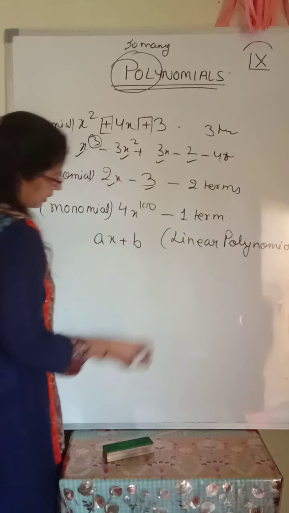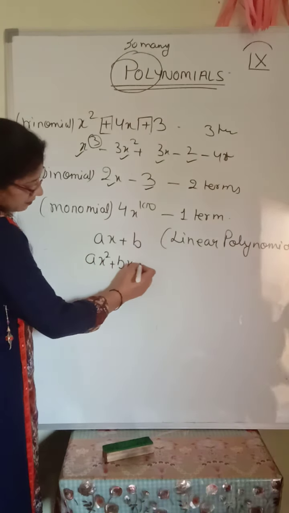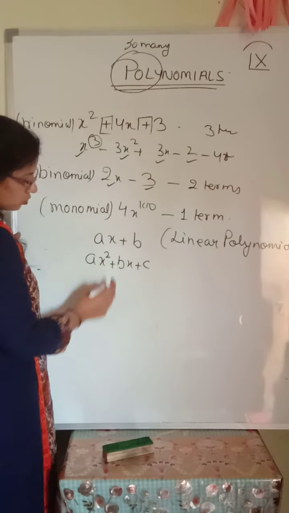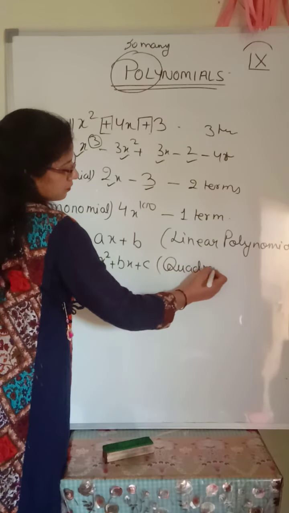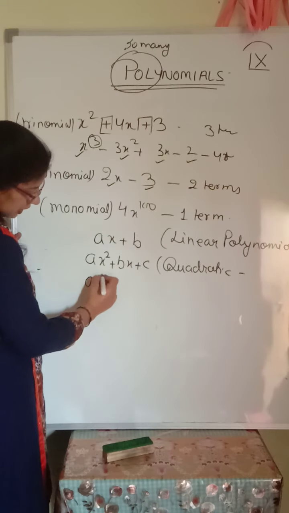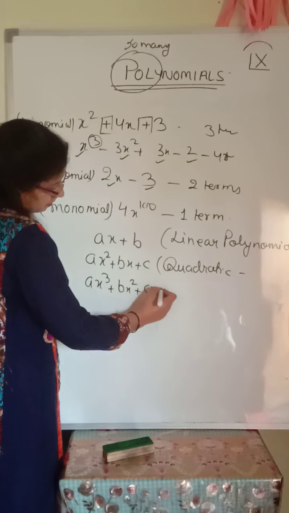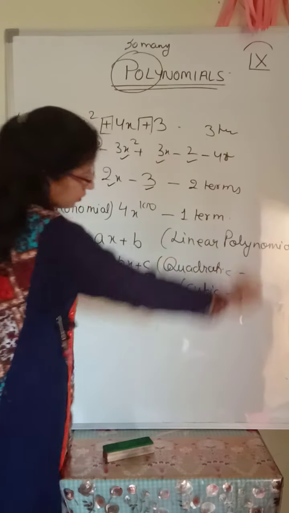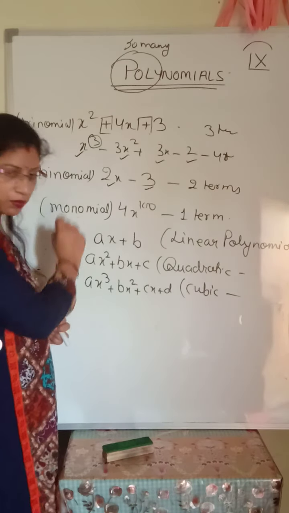Okay. Then if the power is ax square plus bx plus c, that means x is having power 2. So this is called the quadratic polynomial. And then if it is having power 3, ax cube plus bx square plus cx plus d, this is called cubic polynomial. So linear polynomial, quadratic polynomial, cubic polynomial.